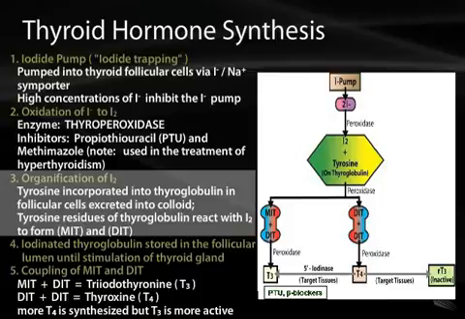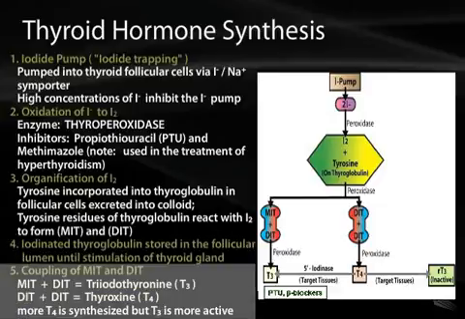Organification is the incorporation of tyrosine into the protein thyroglobulin. And tyrosine residues of the thyroglobulin react with I2 to form the organic products MIT or DIT. And depending on whether an MIT and DIT molecule combine or 2 DITs combine, you get the thyroid hormone T3 or T4 respectively. That coupling reaction ultimately is the final reaction that produces the thyroid hormones. And it's important to recognize here that the main thyroid hormone is actually T4. That is the hormone that's actually formed inside the thyroid follicular cells.